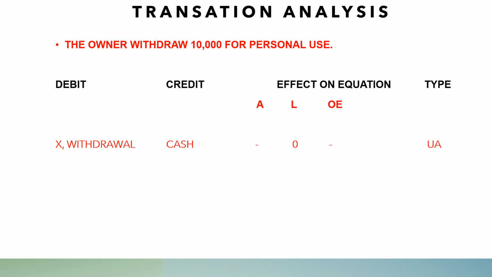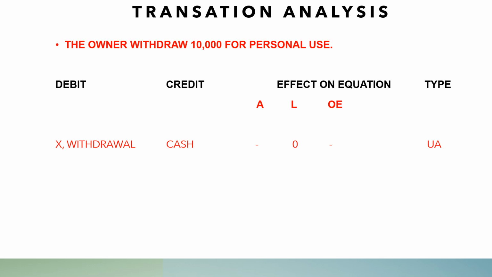Next transaction is the owner withdrew 10,000 for personal use. So the account title that is used every time the owner withdraws cash or something from the business for personal use is withdrawal or drawing. So we place it on the debit side, withdrawal or drawing, to record the withdrawals of the owner. And then we credit cash because cash of the business decreased because it was taken out by the owner for personal use. So to decrease cash is to place it on the credit side.